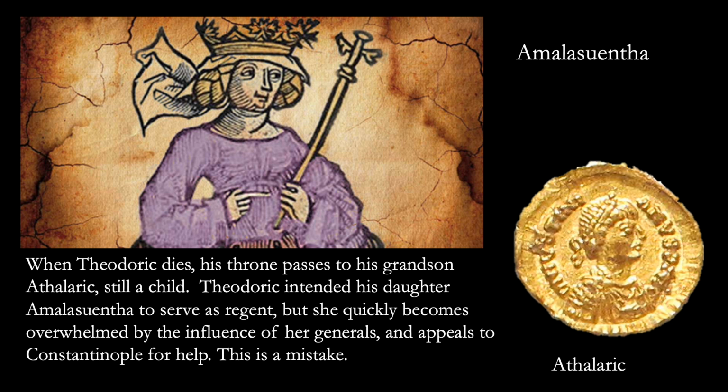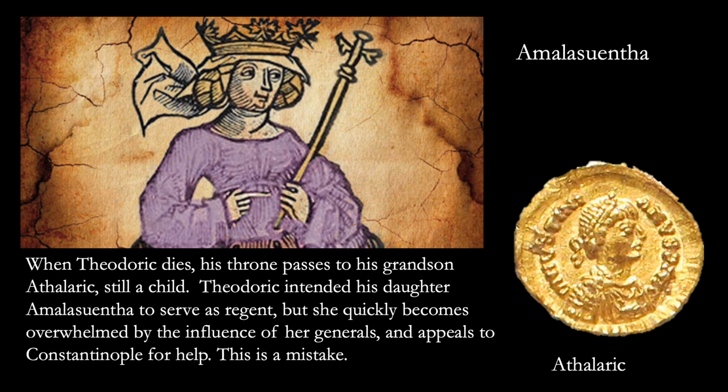Okay, so what happens to the Ostrogoths? Well, Theoderick dies of natural causes. His throne passes to his grandson because he didn't have a legitimate son. He did have a legitimate daughter named Amalasuentha. And Amalasuentha was Theodoric's pride and joy.